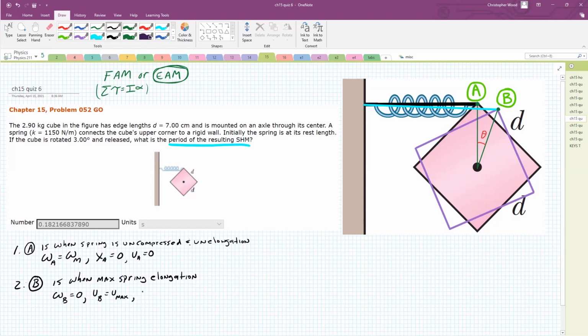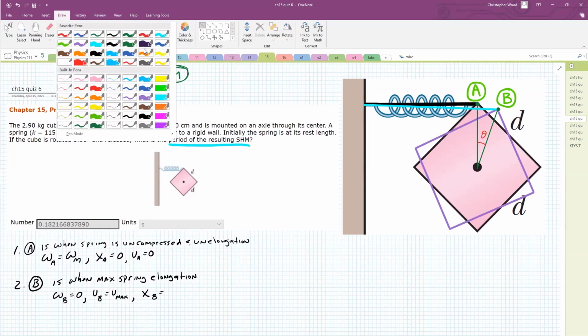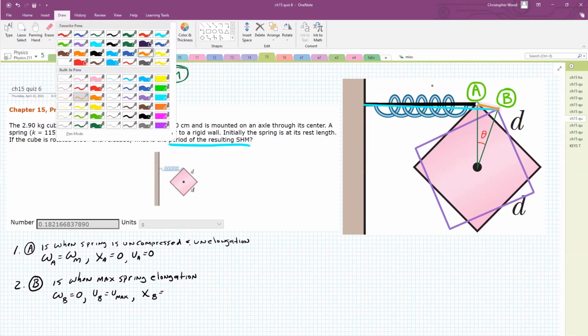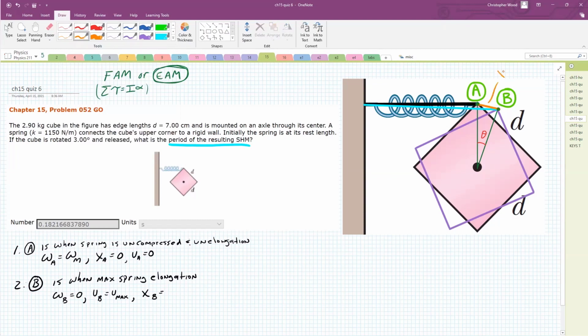I could say, well, X_B equals, here's X_B. I'm going to have to draw it right here. Here's what X_B looks like. This is the amount of spring elongation. Let me get, what's a good color? Orange. Here is X_B. Ready, set, go. This orange line is the amount of spring elongation. This is what I'm calling X subscript B, the amount of spring elongation.